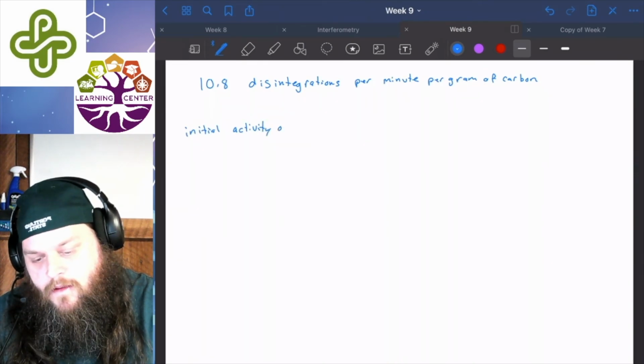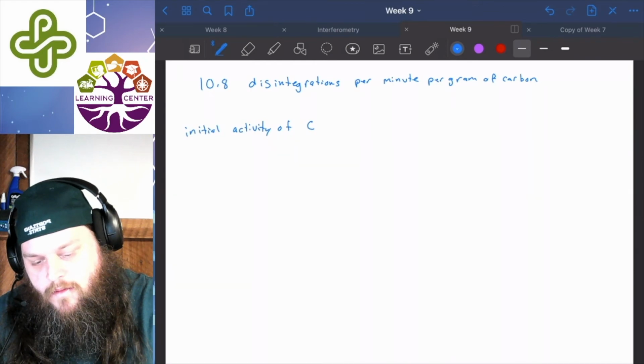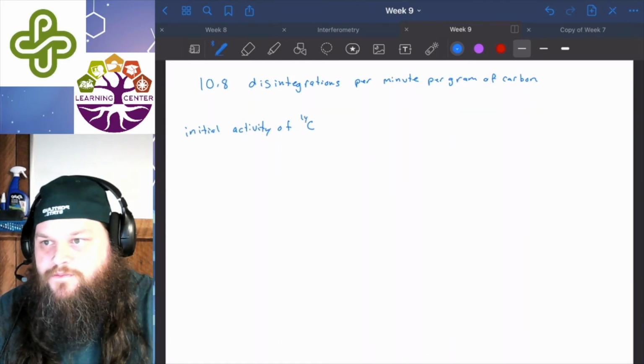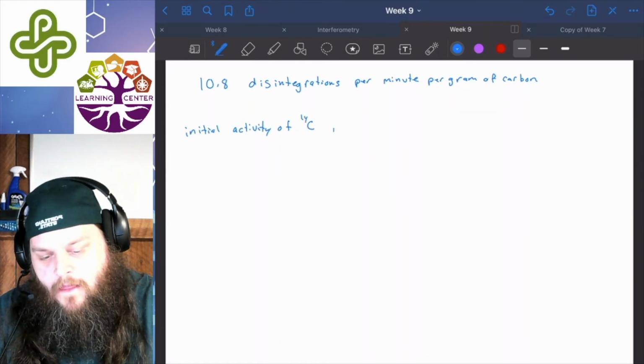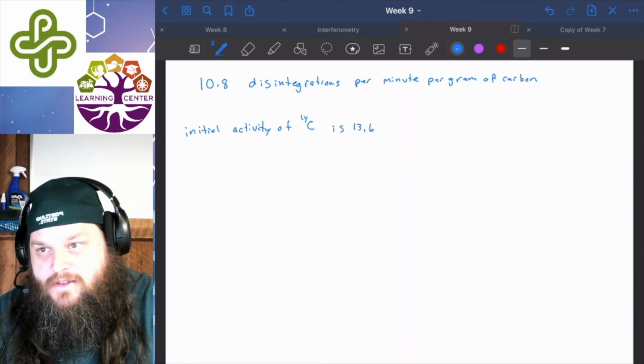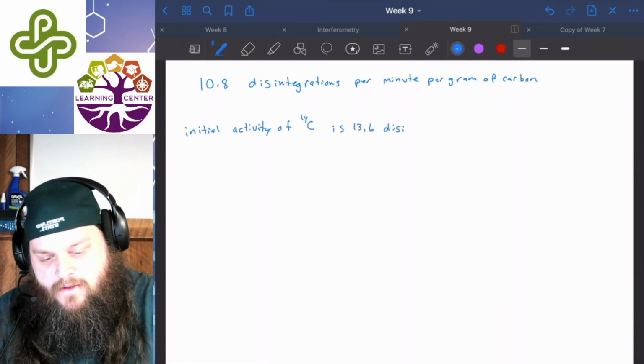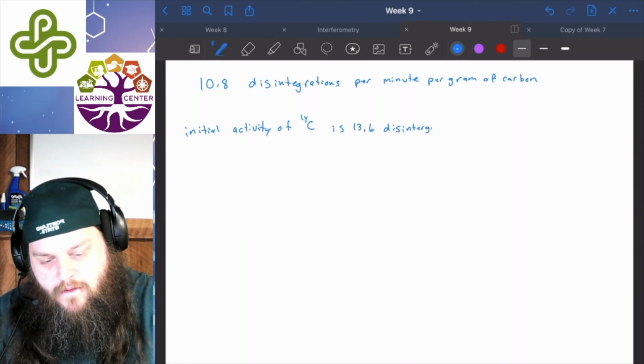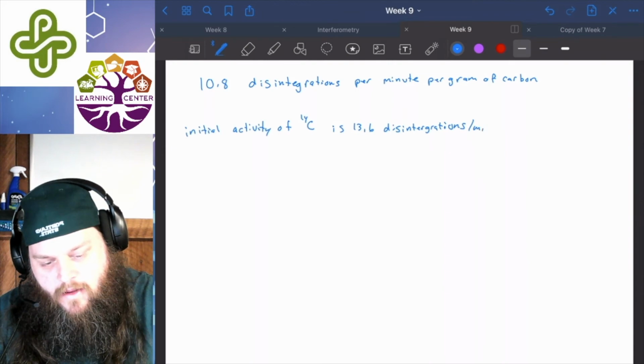of carbon-14 is 13.6 disintegrations. Let's just say per minute per gram of carbon.